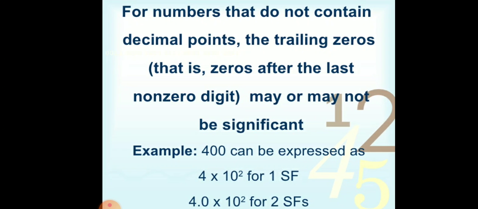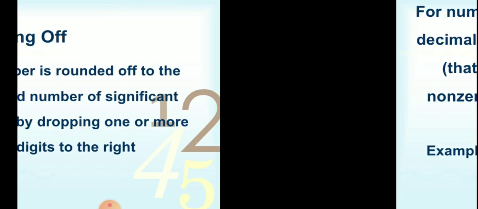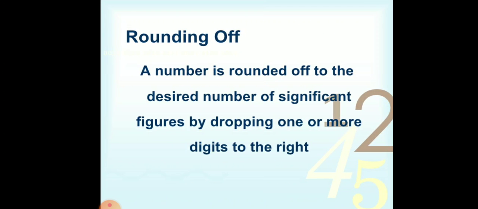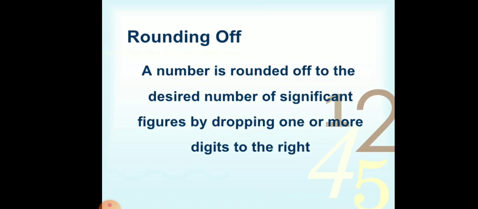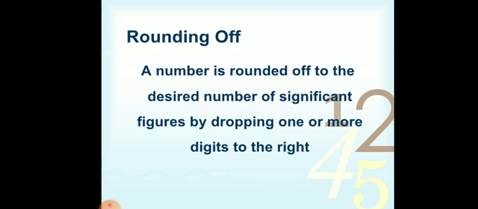So for a number that does not contain a decimal point, the trailing zeros, that is zeros after the last non-zero digit, may or may not be significant. Sometimes it will be significant and sometimes it will not be significant. So those are the rules for determining the number of significant figures.